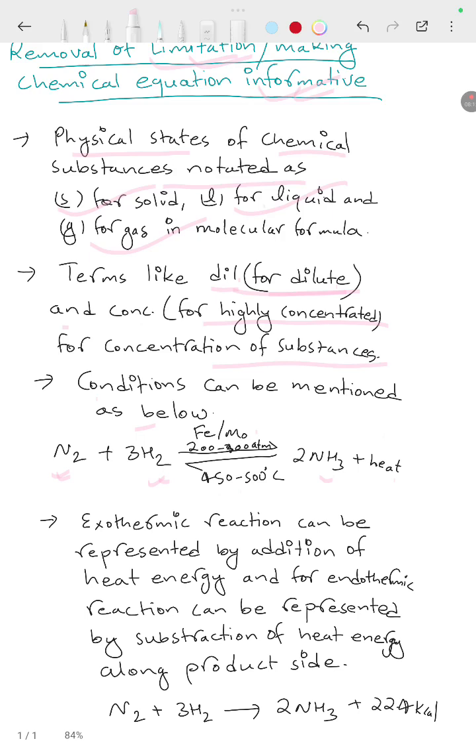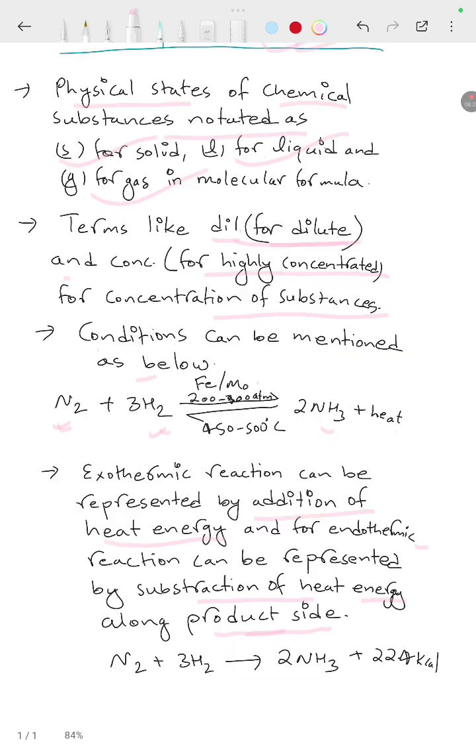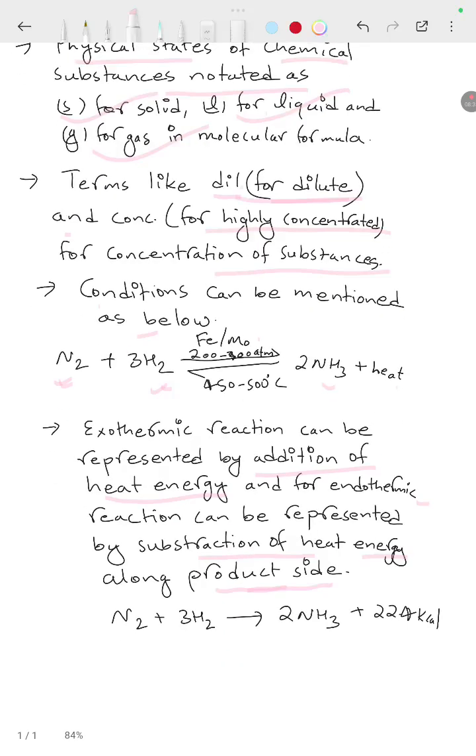This is an example. And the fourth is that an exothermic reaction can be represented by the addition of heat energy along the product side, and an endothermic reaction can be represented by subtraction of the heat energy along the product side. For example, the ammonia formation is also an exothermic reaction. Here heat energy is added along the product side. Thank you.